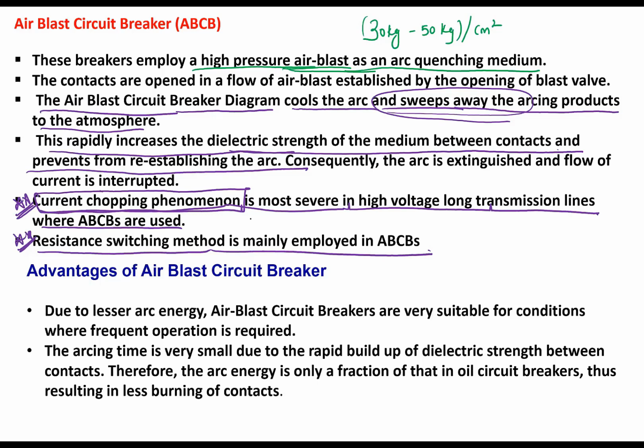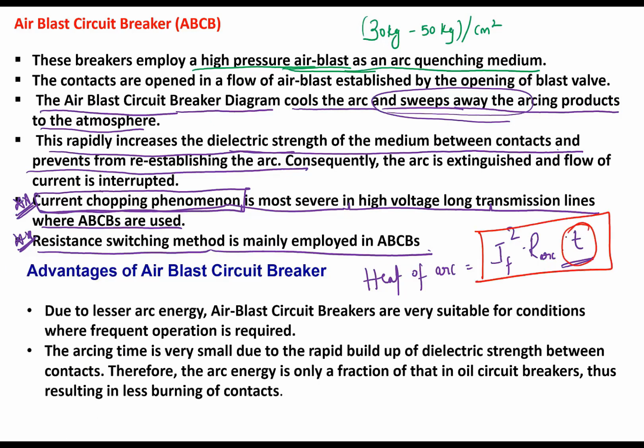Next, advantages of air blast circuit breaker. Due to less arc energy. Why less arc energy? The heat energy of the arc is given by I squared into R arc into time. Okay, this is the arc energy. Here, we will not give much time for the arc to sustain.